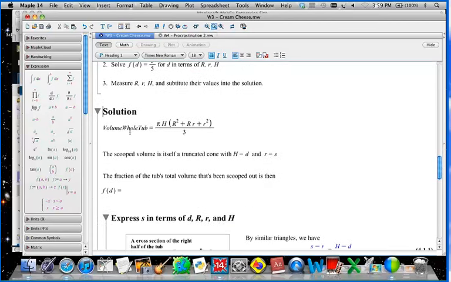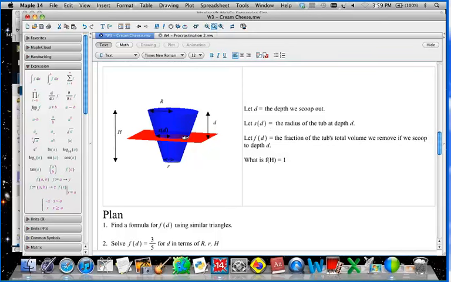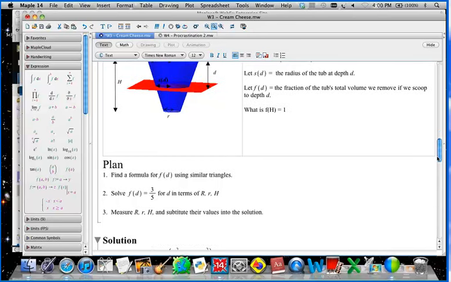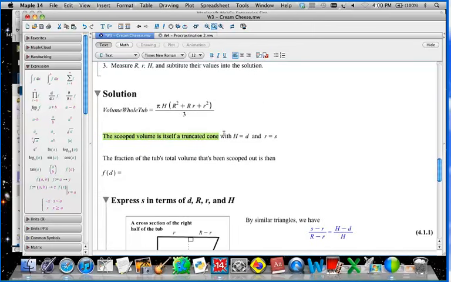All right, so the volume of the whole tub is this. That's the formula for the volume of the whole tub. The volume we scoop out is also itself another truncated cone. Let's take a look and see why. Notice if we look above the red plane, that shape is also a truncated cone with a given radius at the bottom, radius at the top, where the height this time is d, and the radius at the bottom is not little r, but s of d. So the scooped volume should be this formula evaluated when big H is d and little r is little s.